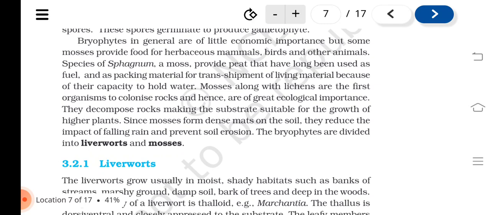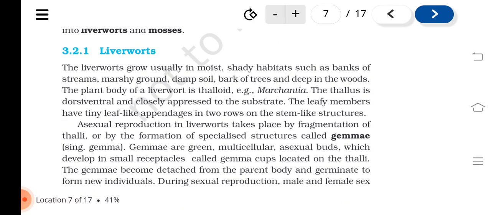The bryophytes are divided into liverworts and mosses. The liverworts grow usually in moist, shady habitats such as banks of streams, marshy ground, damp soil, bark of trees and deep in the woods. The plant body of a liverwort is thalloid, example Marchantia. The thallus is dorsiventral and closely pressed to the substrate. The leafy members have tiny leaf-like appendages in two rows on the stem-like structures.